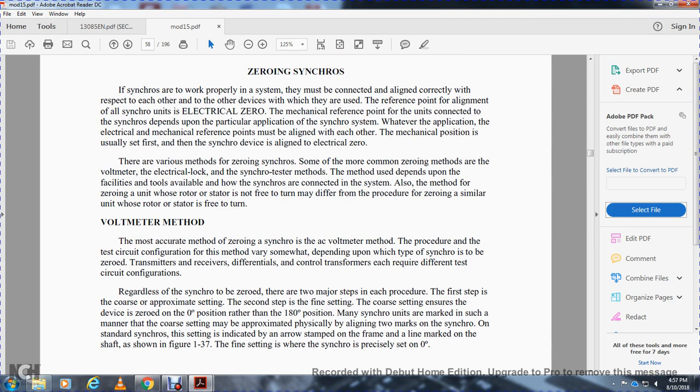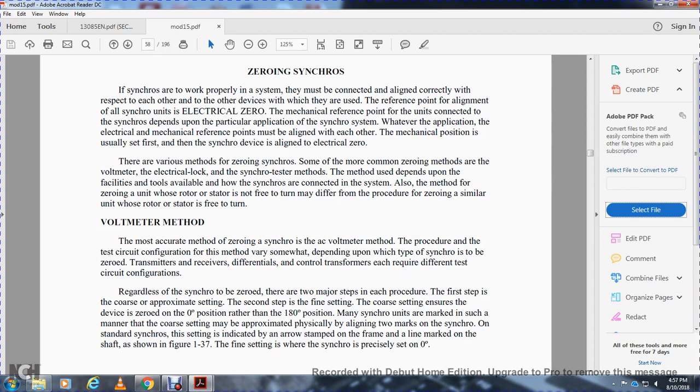There are various methods of zeroing synchros. The more common are the zeroing method using the voltmeter with the electrical line, and the synchro test method, a method that depends on the facility and the equipment available. How the synchros are connected within the system, and all the methods, vary with the unit, whose rotor and stator are free to turn, using different procedures.